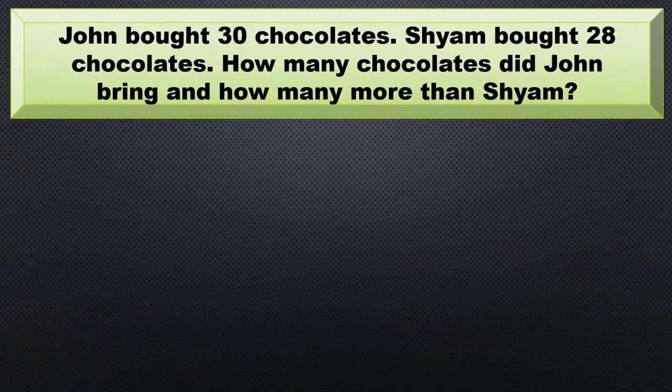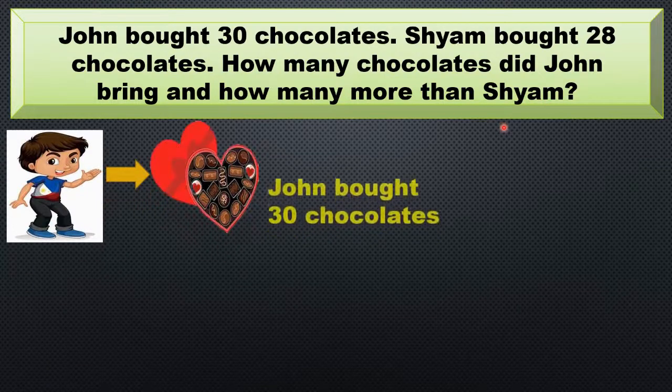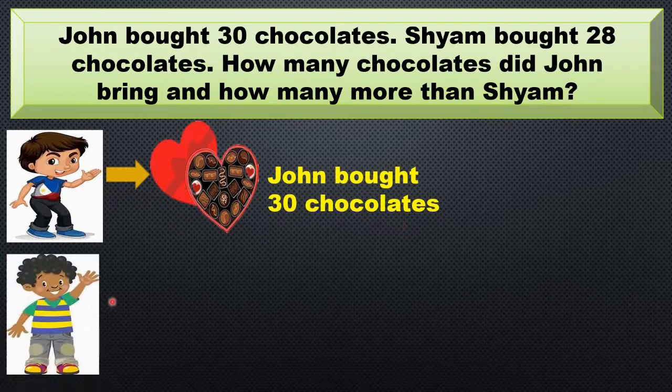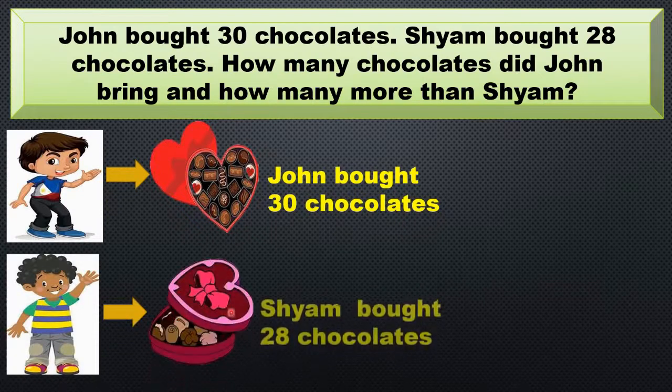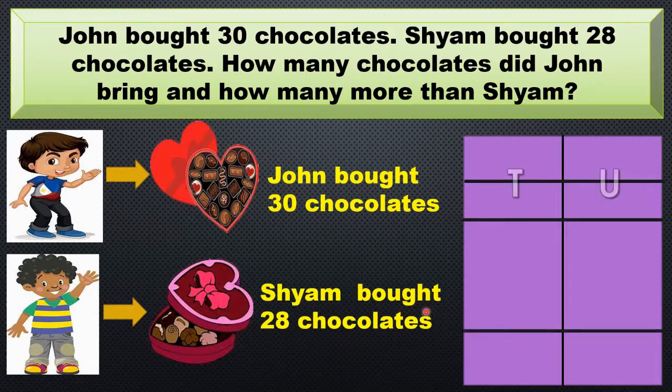John brought 30 chocolates and Shyam brought 28 chocolates. First write the sum. 30 subtract 28. So first see the units place. Can we subtract 8 from 0? No, because 8 is more than 0.